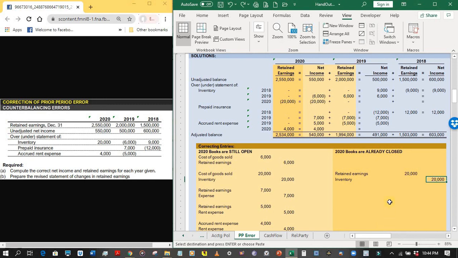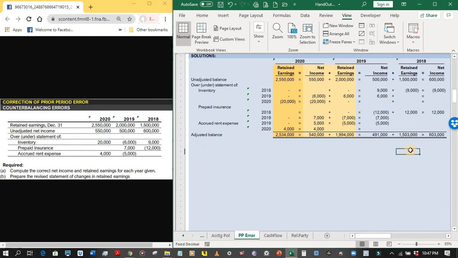So since the accounts debited and credited are different, this will be our second correcting journal entry for this assumption. So our journal entry will be debit accrued rent expense for 4,000 pesos and credit retained earnings for 4,000 pesos. So this will be our correcting journal entries based on two assumptions. Now let us proceed to the statement of changes in retained earnings.